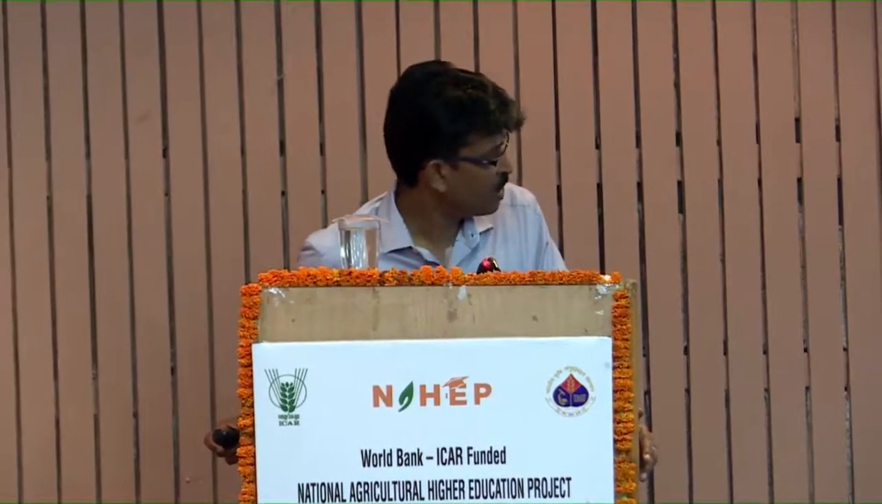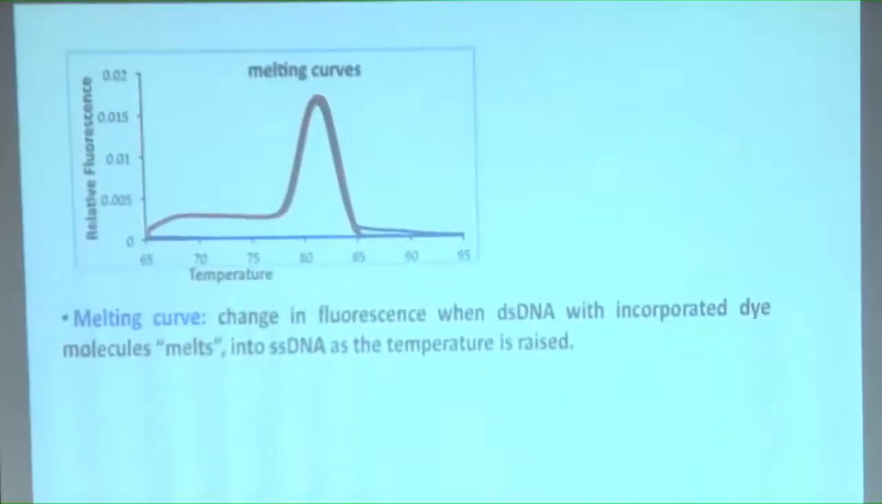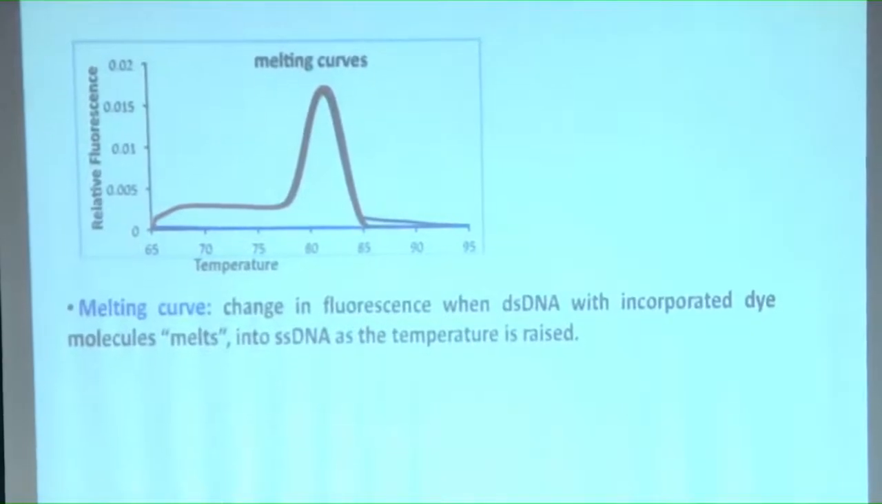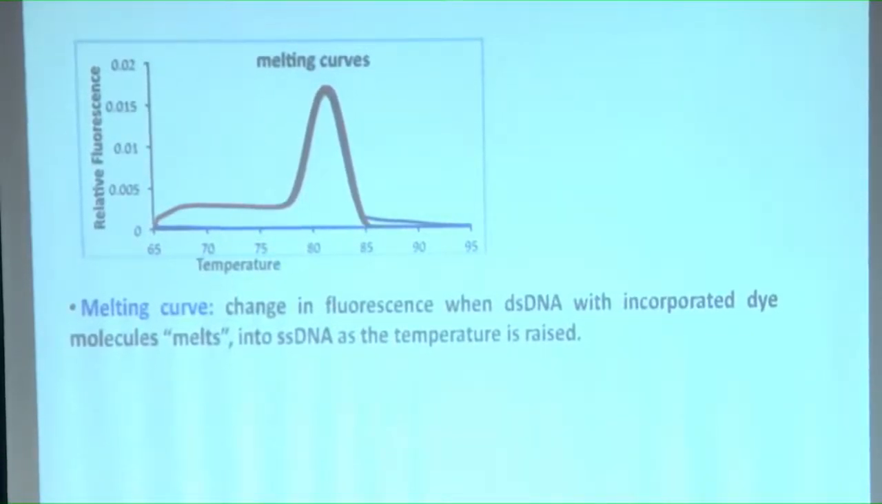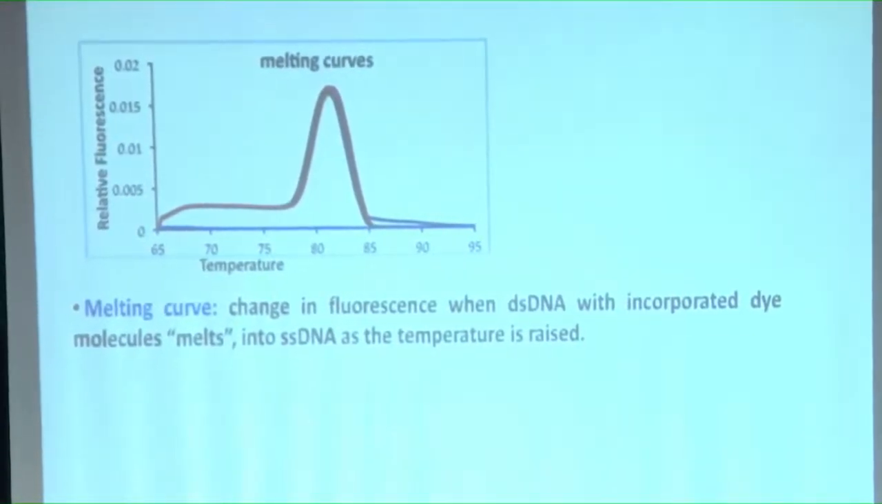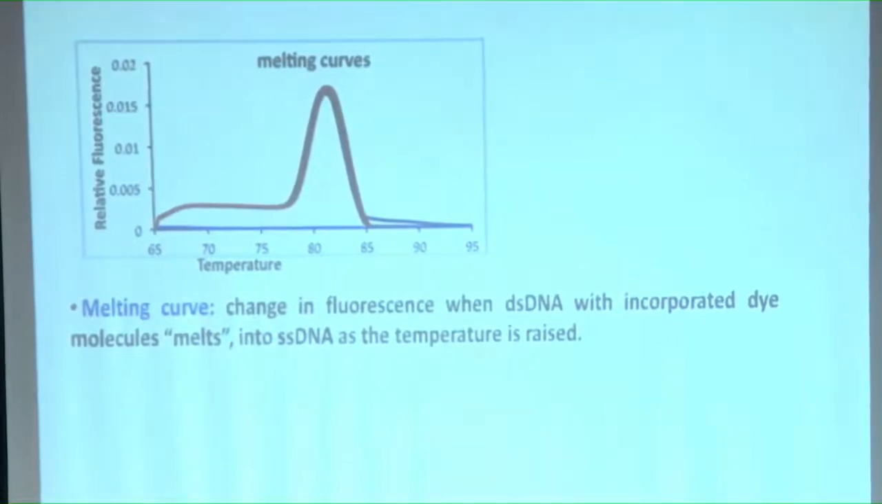And another terminology you encounter is the melting curve, that is the change in the fluorescence when the double-stranded DNA incorporated dye molecule melts into single strands as the temperature increases. Remember, the dye is intercalated in the minor groove, and when you subject that to around 80 or 85 degrees Celsius, the double-stranded DNA melts. There is a sudden drop in the fluorescence. That is called melt curve analysis.